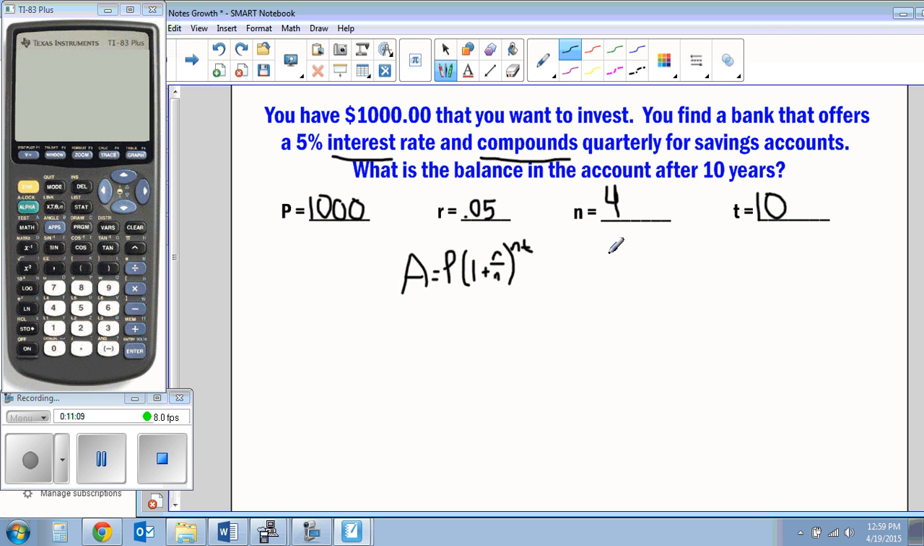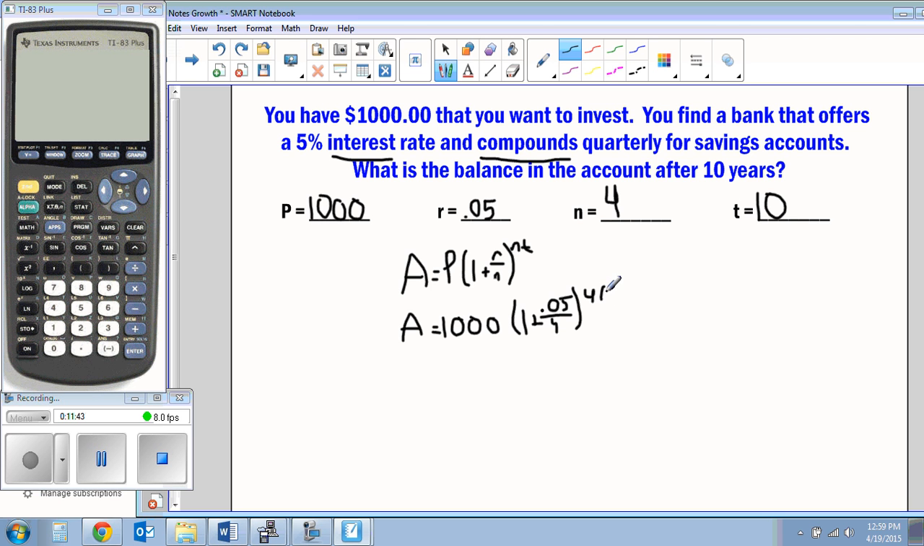So we have all that information and we're going to plug it into our formula. So it's going to be A equals 1,000 times (1 plus 0.05 divided by 4) raised to the 4 times 10.